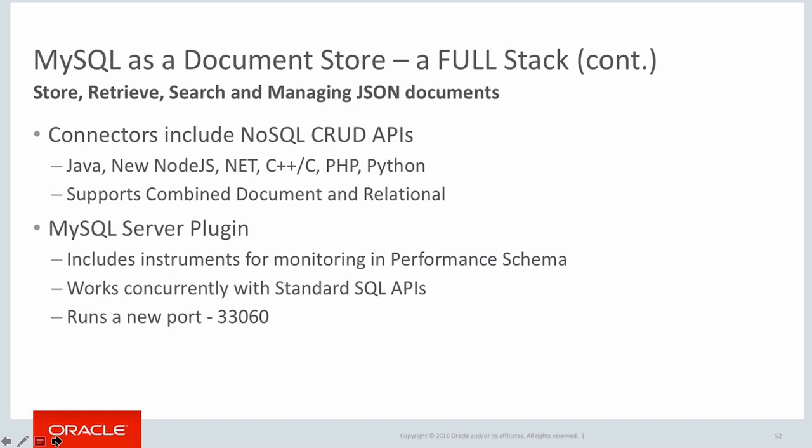Then we have a different server plugin. Where people are used to running MySQL against the 3306 default, for our JSON connection we're currently using 33060. As with other MySQL ports, it's configurable, so that's just a default.